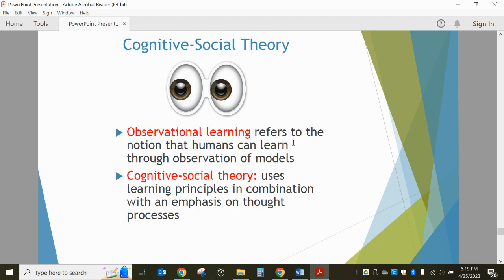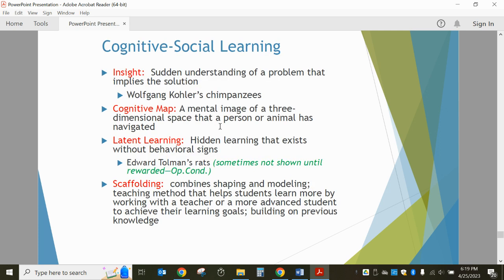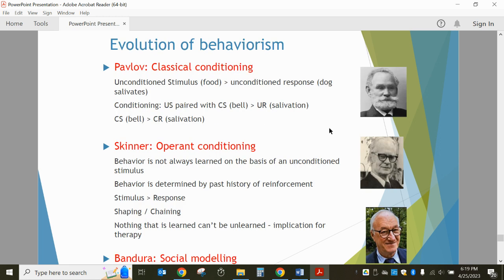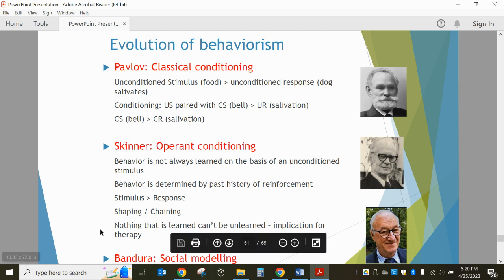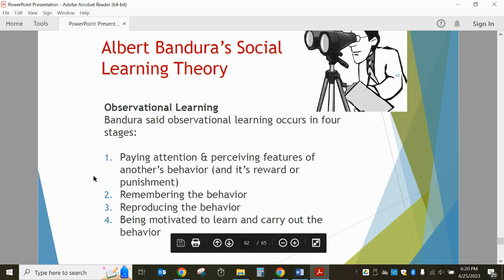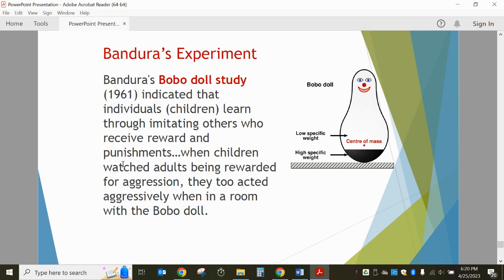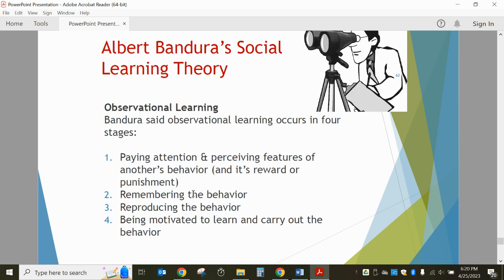Our last type of learning is cognitive social theory, observational learning, the notion that humans can learn through observation of models, that you can watch somebody and you can learn about it, you can think about it and learn. We've talked about all of these already. The evolution of behaviorism, we had Pavlov with classical conditioning, Skinner with operant conditioning, and then the most recent is Bandura with social modeling. Bandura said that observational learning requires paying attention and perceiving another's behavior, remembering that behavior, and then reproducing and being motivated to carry out the behavior.